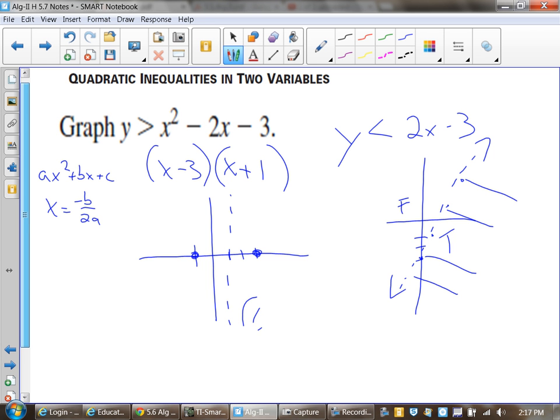So what's 1 squared? 1. What's 1 minus 2? -1. What's -1 minus 3? -4. So my vertex is at 1, -4. About right there. And is this going to be a solid or a dotted line? It's going to be dotted, actually. But you don't even have to find any more points. Vertex, zeros.